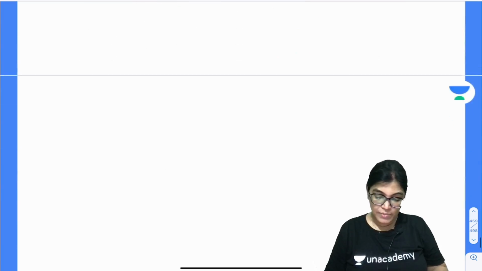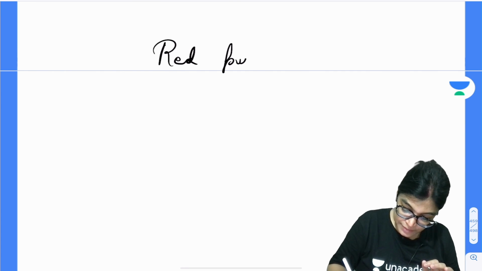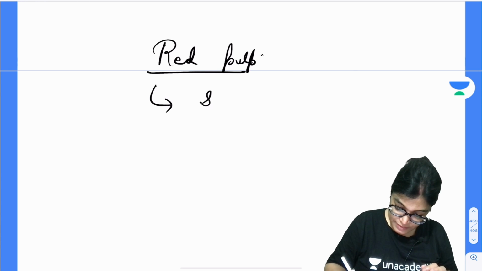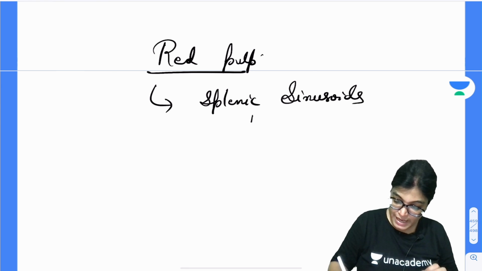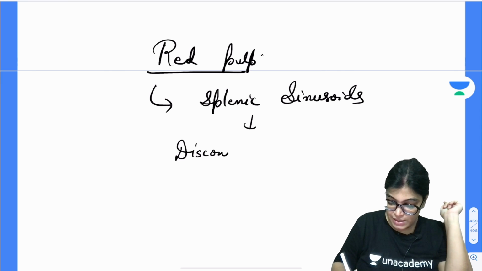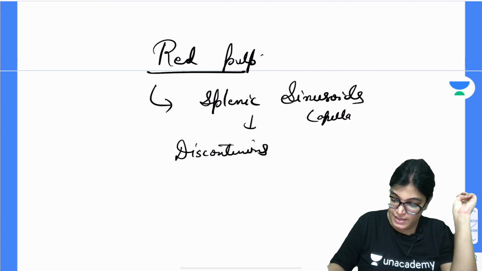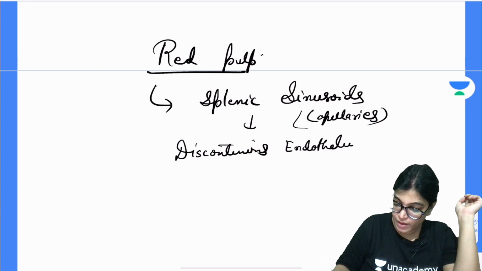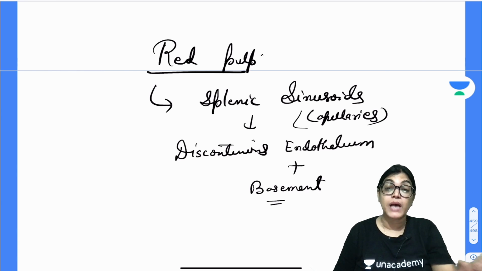Okay, so done with this. Now my dear aspirants, let me show you the histological slides. What does the red pulp contain? We already know that the red pulp will contain splenic sinusoids. What are splenic sinusoids? They have discontinuous endothelium. Splenic sinusoids are capillaries, and these capillaries are highly fenestrated. They contain discontinuous endothelium plus the basement membrane. The term sinusoid means a highly permeable capillary.